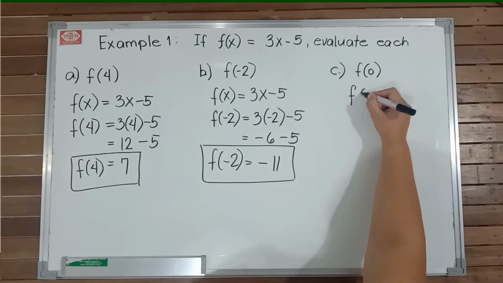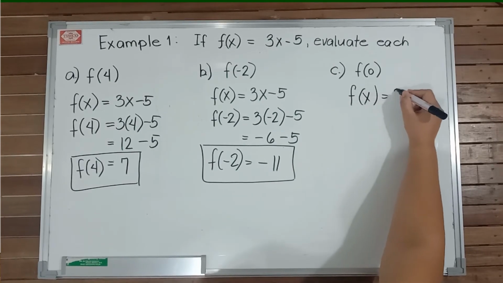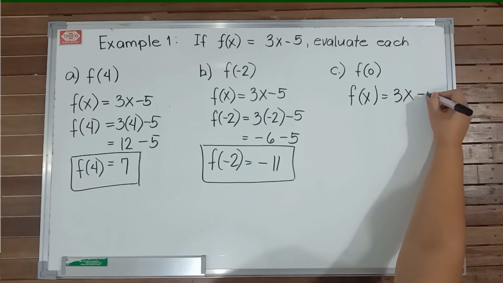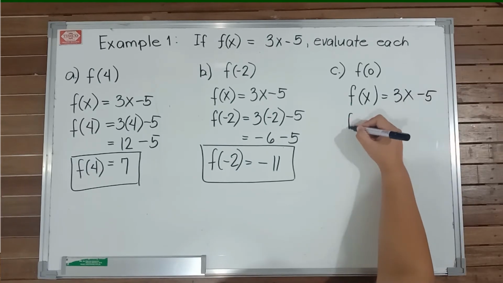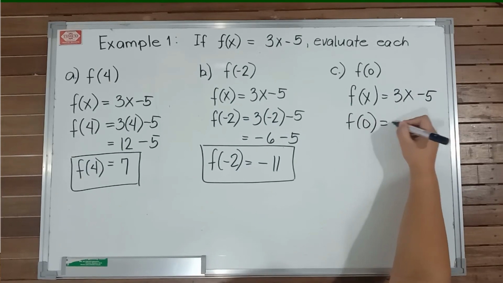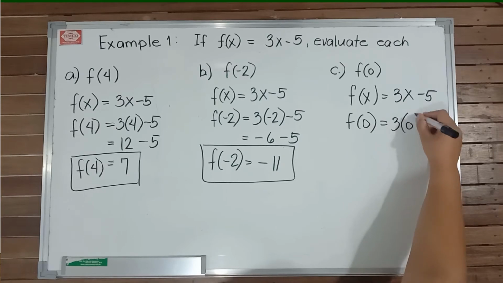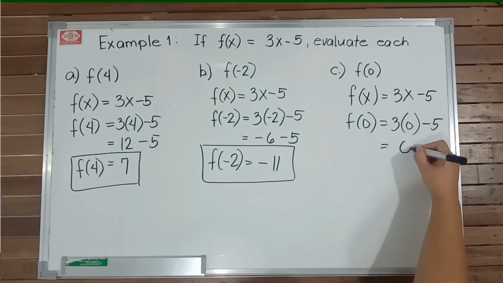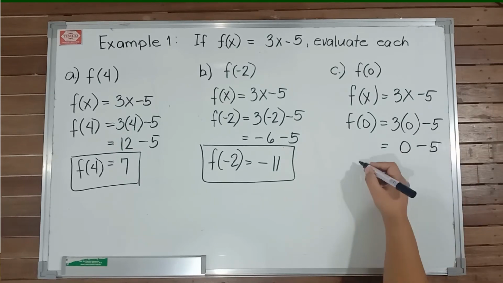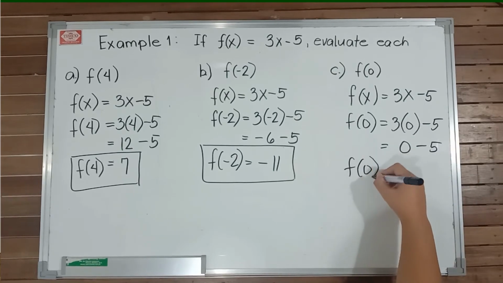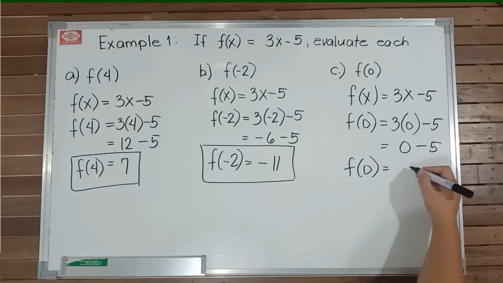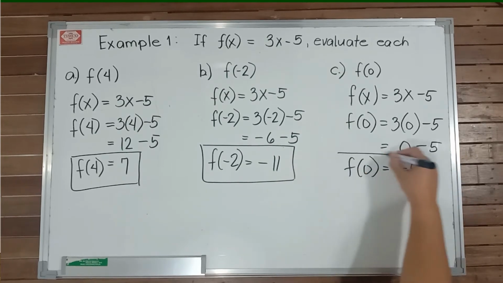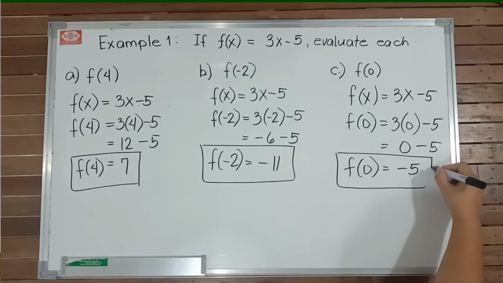Next, f of 0. So, we just rewrite the function f of x is equal to 3x minus 5. In place of x, we will write 0. f of 0 is equal to 3 times 0 minus 5. 3 times 0 is 0 minus 5. So, f of 0 equals 0 minus 5 is negative 5. So, that is our solution.